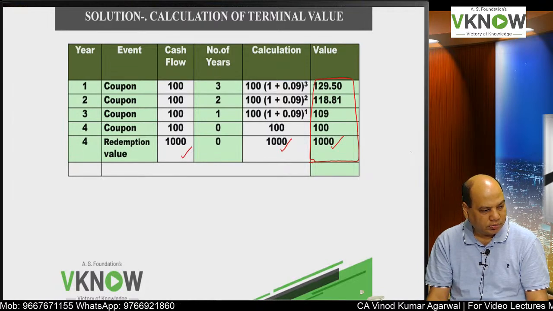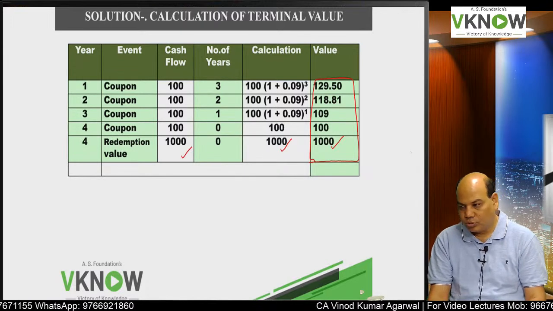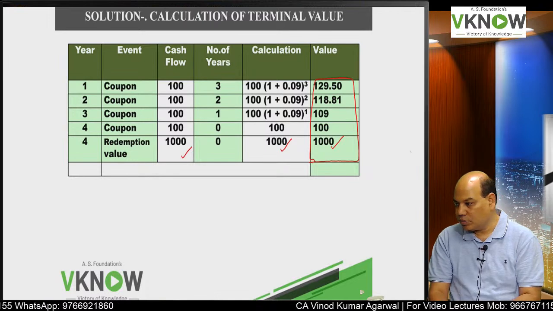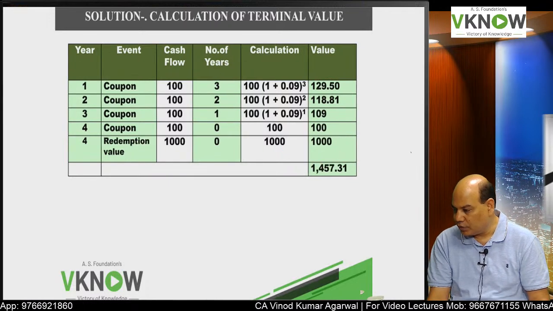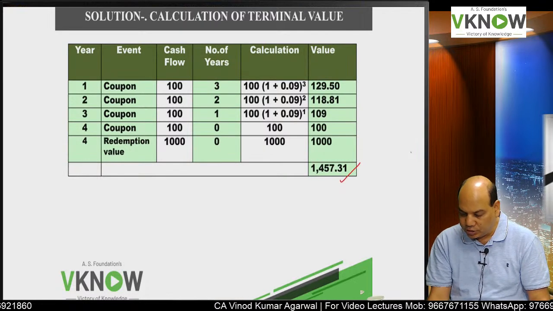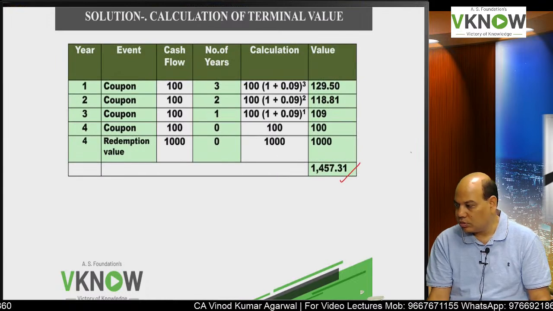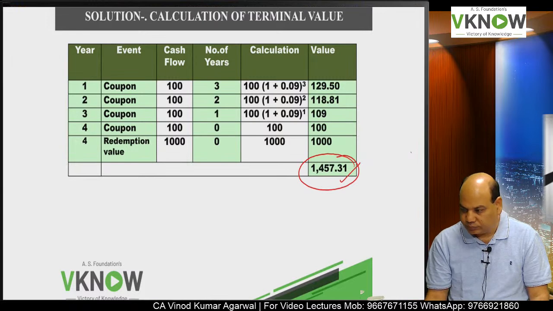What is the total? Anybody for the total? Please reply fast. Today we are going to cover a lot of concepts. So the answer given by our student is 1457.31. You are right. 1457.31.